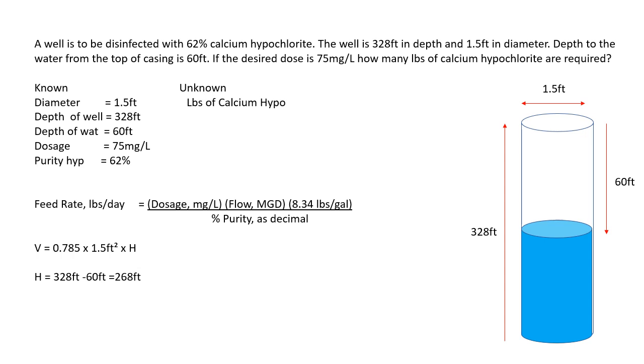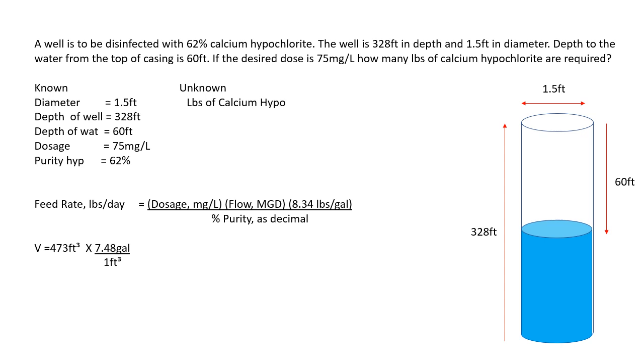So now we can plug that 268 feet, that's going to be the height of our water, into our volume formula. So 0.785 times 1.5 foot squared times 268 feet. So you do your multiplication. You end up with a volume of 473 cubic feet. Now we need to convert that to gallons.